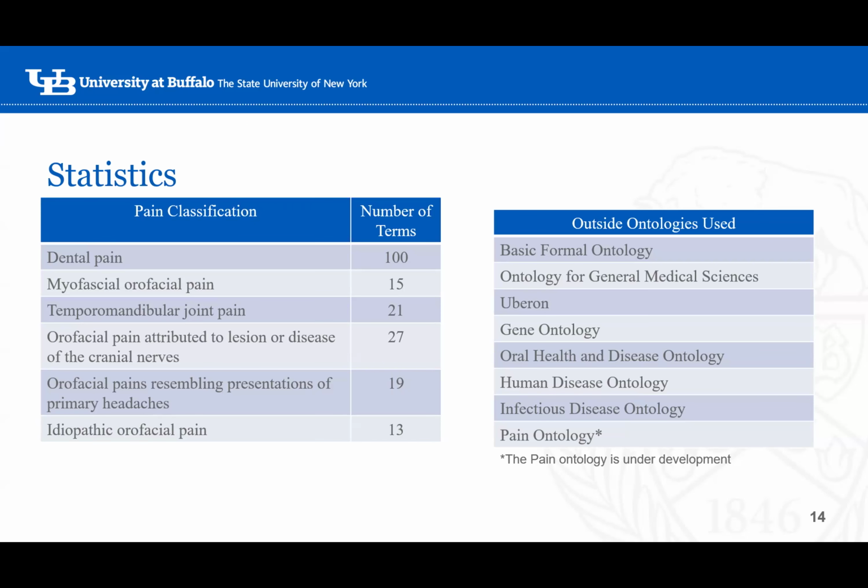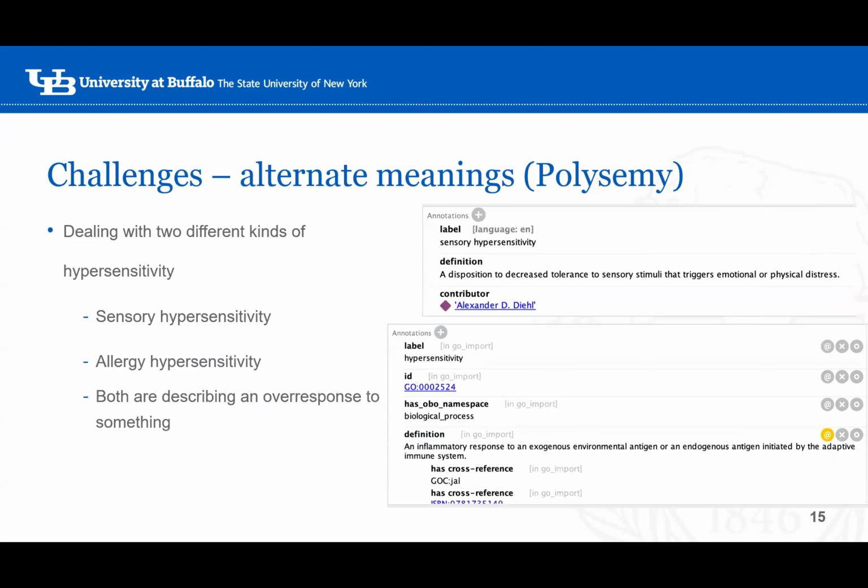The left-hand side just shows the different types of pain that ICOP presents. And on the right-hand side, we have a look at the outside ontologies we used. And obviously, the pain ontology discussed just by Finn is still in the works, but we did use it to help define those different types of processes. And the basic formal ontology was just those highest terms.